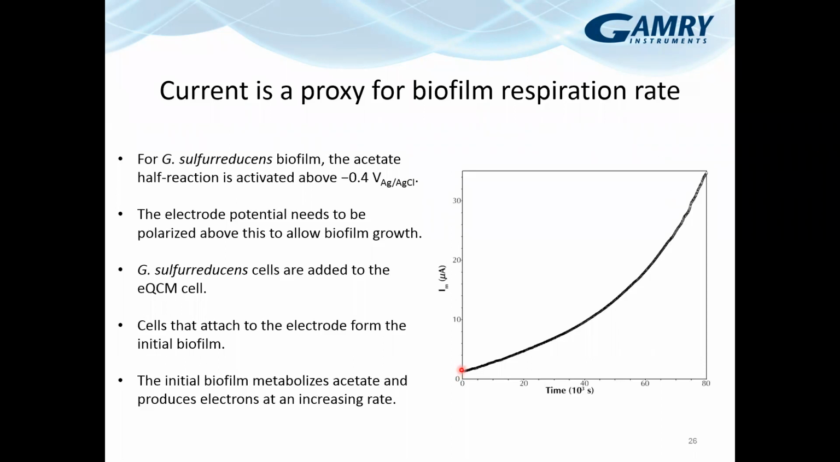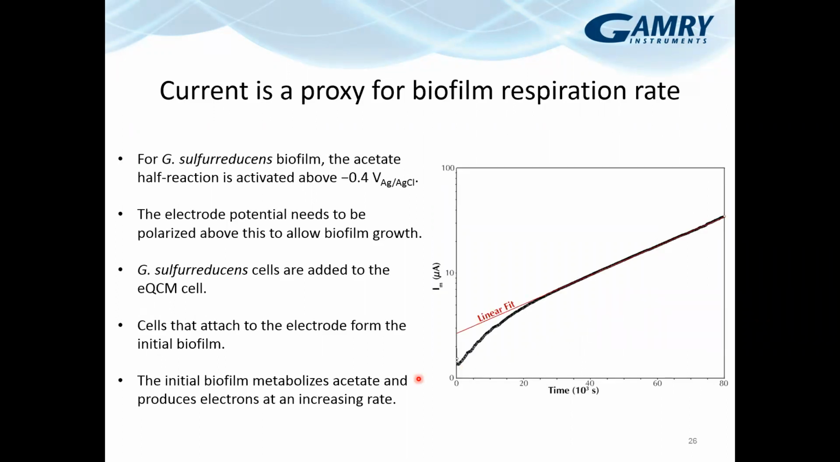And that initial biofilm is metabolizing acetate and producing electrons at a particular rate, and that rate is proportional to the actual respiration rate of the cells. So you can imagine that if you plot the current in a log fashion and make a semi-log plot, you'll notice that there is some kind of lag phase leading into exponential growth. This is a good indicator that the current that you measure from an EAB, especially such as Geobacter, is a proxy for, it's basically, a growth curve.